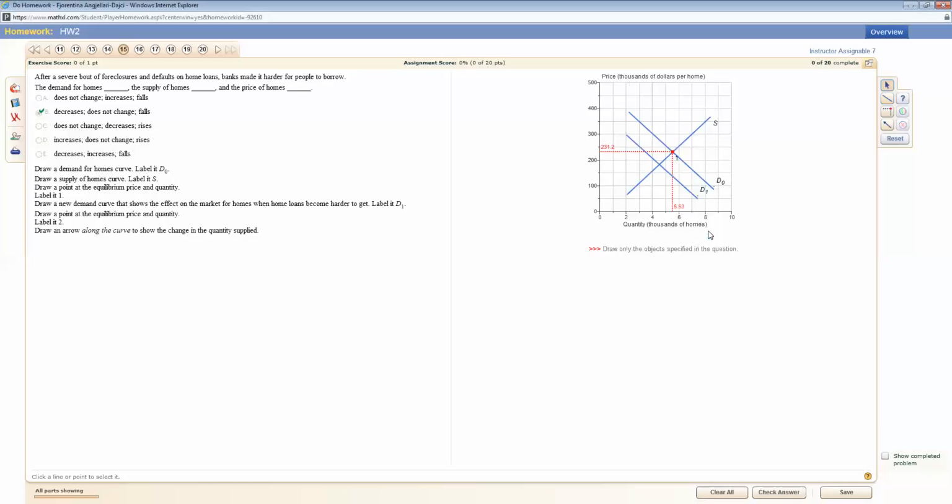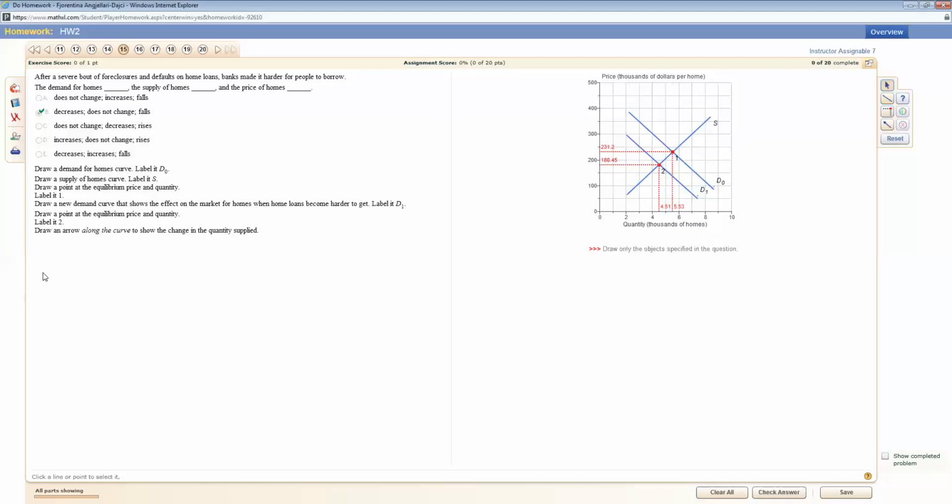Next, I need to find the equilibrium price and quantity and label that point 2. So I'm going to use the point tool now, and I'm going to position the cursor right at the intersection between D1 and the original supply curve, and I'm going to label that 2.